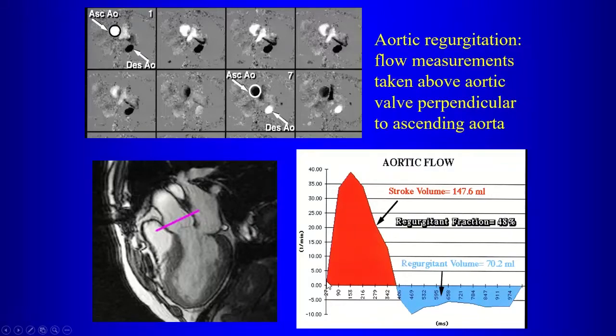So we can calculate the flow above the baseline, and then the flow below the baseline. We can actually calculate the regurgitant flow here. And then from that, we can also calculate a regurgitant fraction.